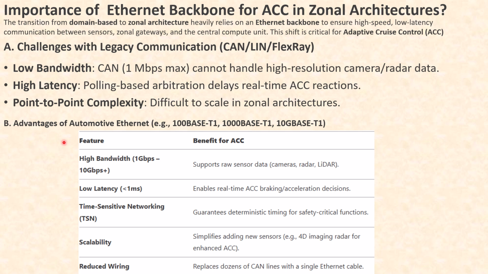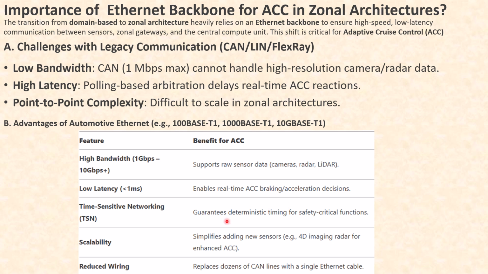Now, when it comes to advantages of automotive Ethernet, these are the various types: 100BASE-T1, 1000BASE-T1 and 10GBASE-T1. The feature is high bandwidth, 1 Gbps to 10 Gbps, and the benefit for ACC is it supports raw sensor data from cameras, radar and LiDAR. So, data from all three sensors can be supported simultaneously, and that too with very low latency. It enables real time ACC braking and acceleration decisions. Because the lag is less, it can support the braking and acceleration decisions.